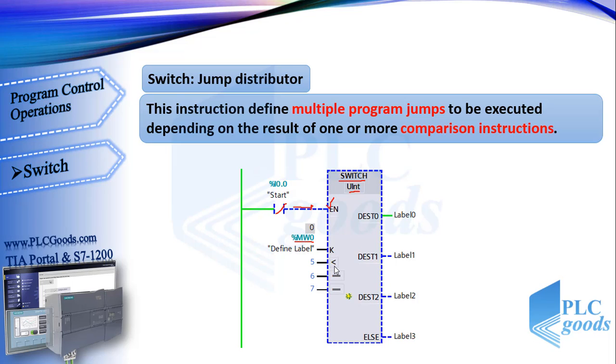Here, we can select comparators. For each condition, we must determine a label at the output part. If none of the conditions is true, the program will jump to the last destination. For example, here, the K parameter value is 0, which is less than 5. It satisfies the first condition, so the program will jump to the first destination, with label 0. For this instruction, we can increase outputs up to 32, when we use S7-1200 CPUs.